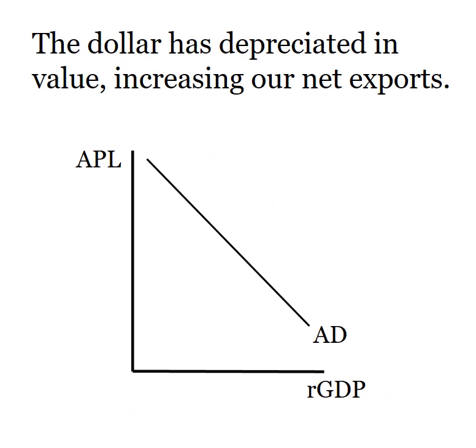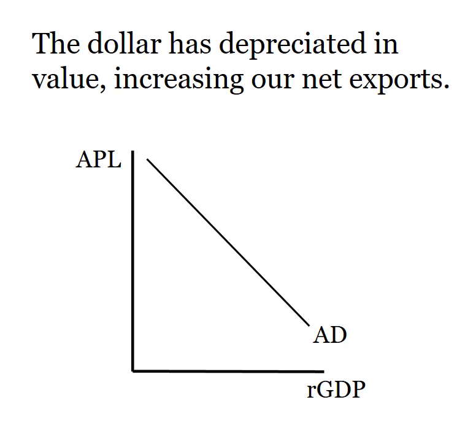This next category, the dollar has depreciated in value, increasing our net exports. We haven't talked a lot about depreciation, but if something has depreciated, if it appreciates, the value goes up. If it depreciates, the value goes down. So this is about foreign exchange and trade with other countries. But the idea is if our dollar is weak, then our goods are cheaper. So net exports are going to go up because the world will want to buy more of our products.